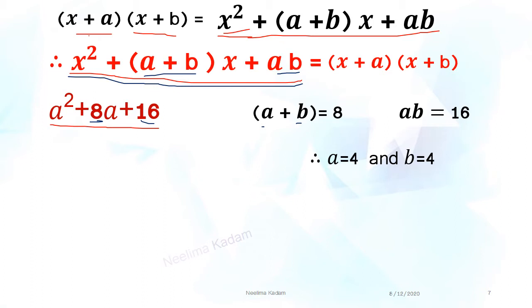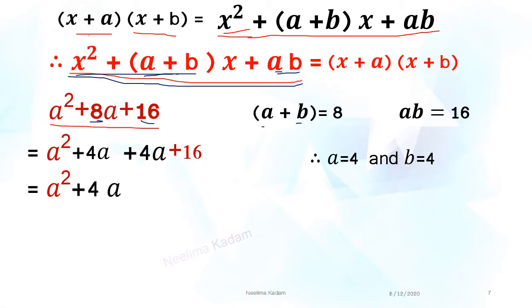So try to write down this trinomial in the form of this trinomial, that is a square plus 8a means what? 4a plus 4a, because ax plus bx, right? So I have written it as 4a plus 4a, and this is ab means plus 16. Now plus 16 means what? a is 4, b is 4. So let's write it down: a square plus 4a plus 4a plus 4 into 4.